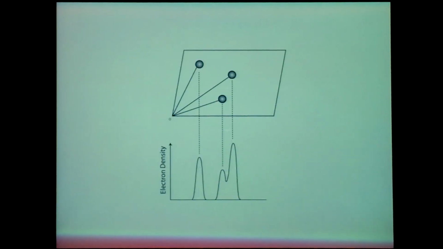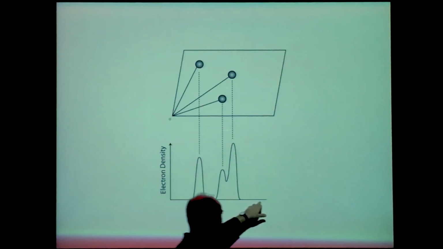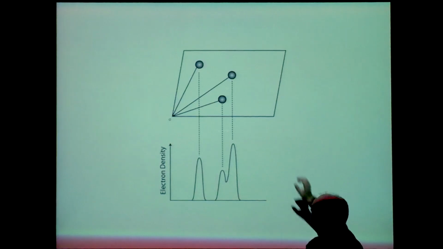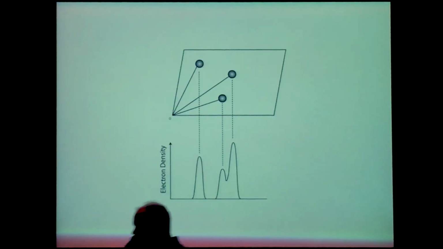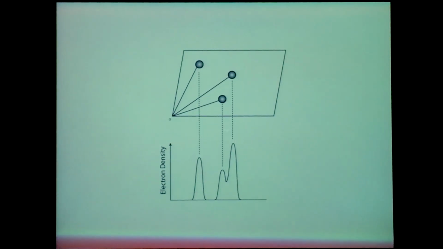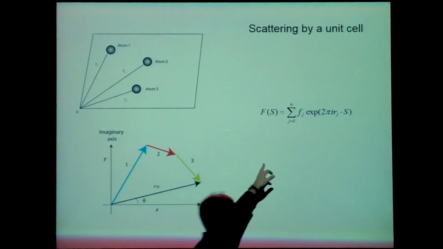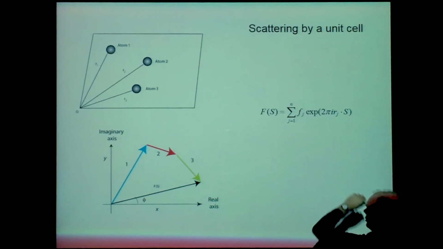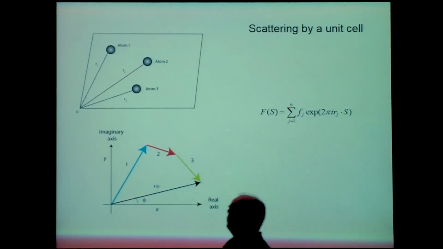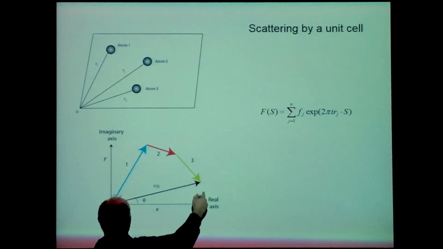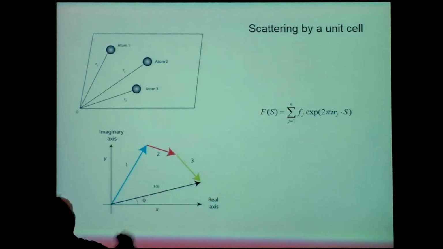If you have the same single atoms in a unit cell, and this is a plot of the electron density across the unit cell, so these are the same atoms, these are not different atoms, your scattering is then given by the summation of the individual scattering as a function of the phase. So you can take these and do your Argand diagram with that and get that out.